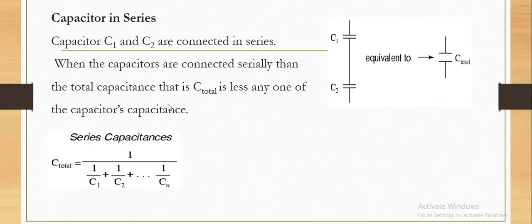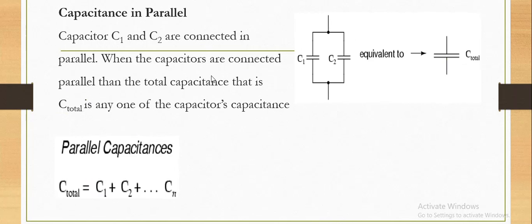Capacitors in series. Capacitors C1 and C2 are connected in series. So you can refer to this image. When the capacitors are connected serially, then the total capacitance, that is C total, is less than any one of the capacitors' capacitance. So we can calculate the capacitance in series like 1 by C total is equal to 1 by C1 plus 1 by C2 plus 1 by C3 up to 1 by Cn. This is the formula of capacitance in series.